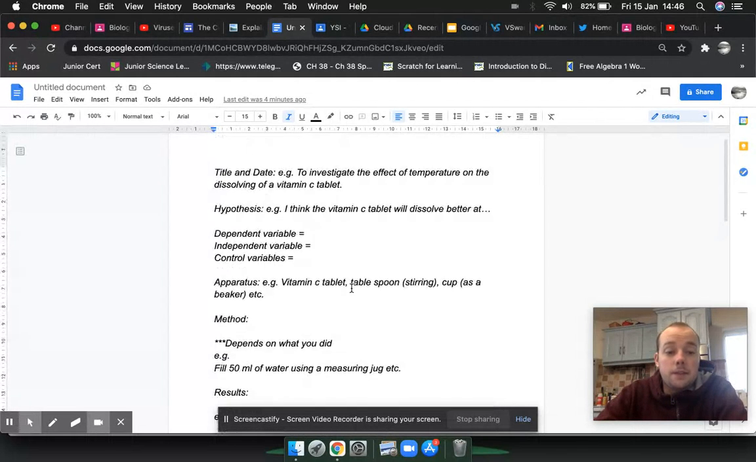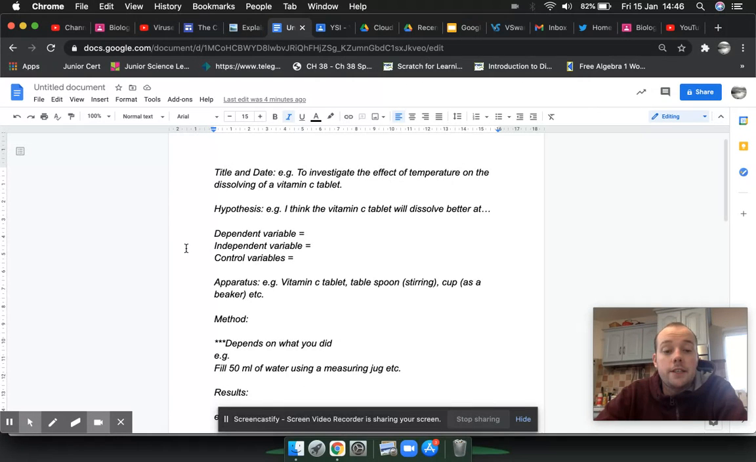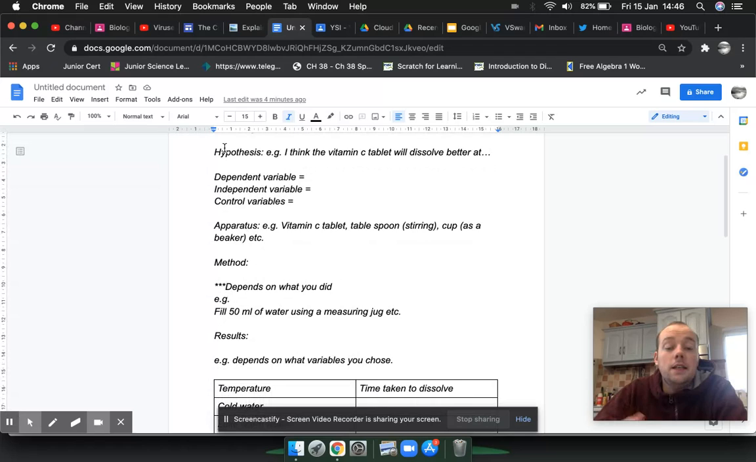For each experiment write-up from each student, I expect the following: a title and date, a hypothesis. So what's your educated guess about what's going to happen? Well, you should have a hypothesis already because you've done your experiment. The dependent variable is, again, what you're measuring or observing. And for most of us who've done our experiment, what we're going to be looking at is the time it takes for the tablet to dissolve, and that'll be your results. Remember, your dependent variable is basically your results.